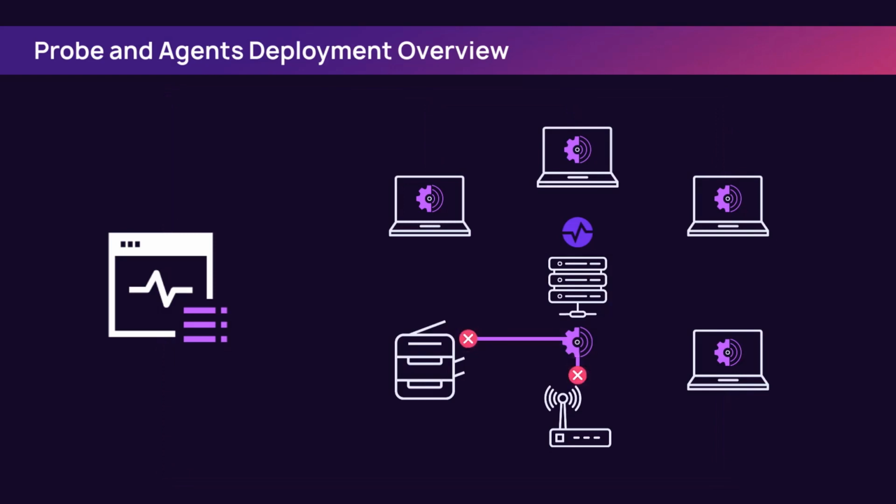For devices that are not capable of having an agent installed, such as a printer, the probe will report results directly to the N-central server. The guideline is that the agent monitors itself and the probe monitors other devices in the network.